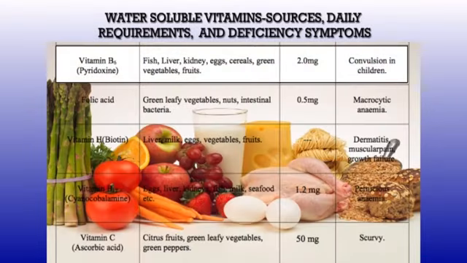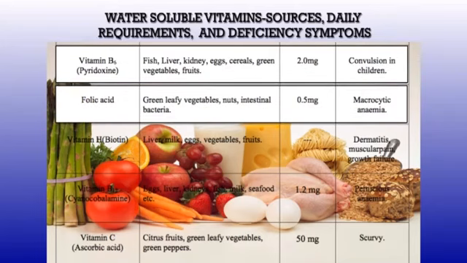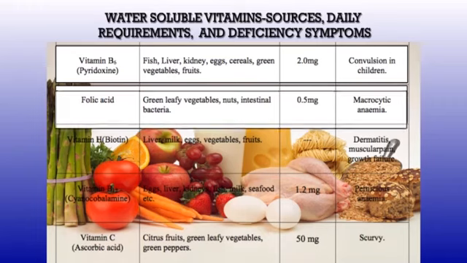Next vitamin is vitamin B6, and the important sources are fish, liver, kidney, eggs, cereals, green vegetables, fruits. And the daily requirement is 2 milligram. Its deficiency causes convulsion in children. Next vitamin is folic acid, and the important sources are green leafy vegetables, nuts, intestinal bacteria. And the daily requirement is 0.5 milligram. And the deficiency causes microcytic anemia.